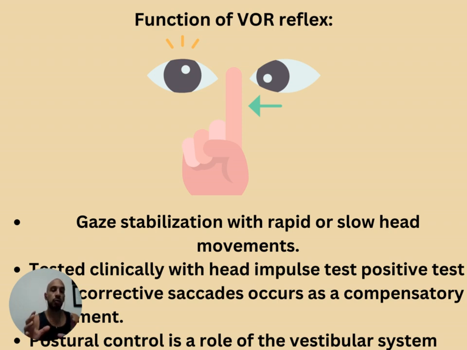So a positive test happens when you turn the patient's head right or left quickly and ask them to keep their eyes on one target. So if you turn the patient's head right and there is a delay, unable to keep focus on the target, and there is a corrective eye movement towards the target, then that is positive and that should be investigated further. And that's also part of the screening when someone has dizziness. Postural control is mostly a role of the vestibular system as well.